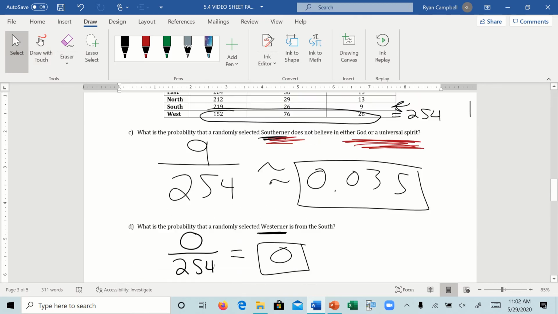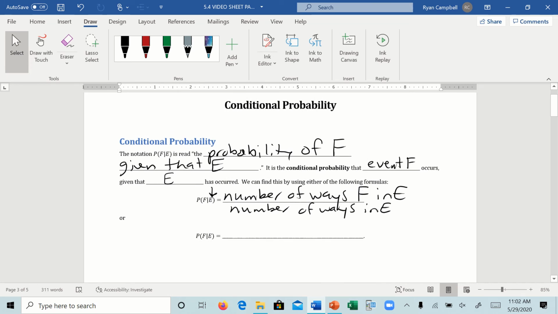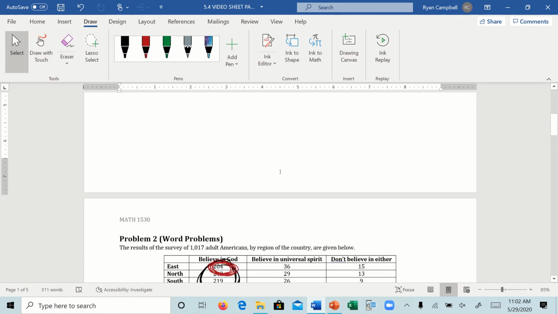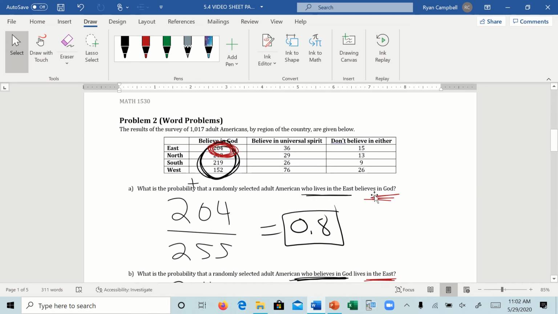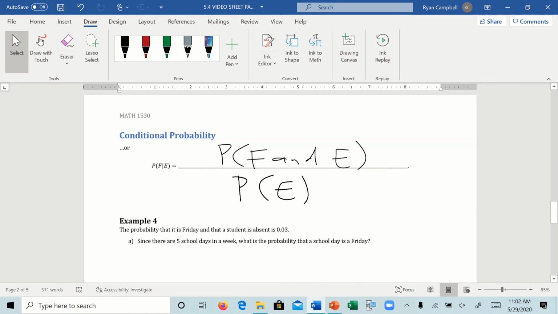Because if you notice what happened, right? Essentially, all the ones of F in E, this is all the ones that are F and E, right? We're trying to find the people who believe in God, or the people who lived in the East and believed in God. That was both of them. People who believed in God and lived in the East, that was both of them, right? So we can also just do it with probability. So the probability of F and E divided by the probability of E.